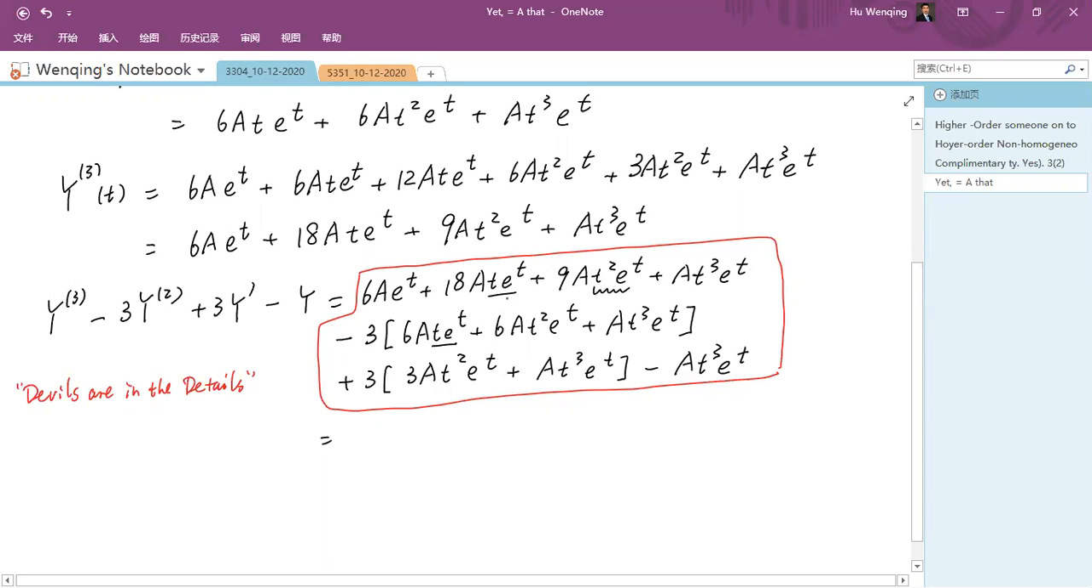The reason why I don't use color ink is because you don't have color ink on the exam, so you have to draw a picture, so that you draw those different types of lines. That's what I'm showing you here. You can collect t squared e^t, so there are t squared terms. And then you can collect the t cubed e^t terms. So you group according to the powers of t.